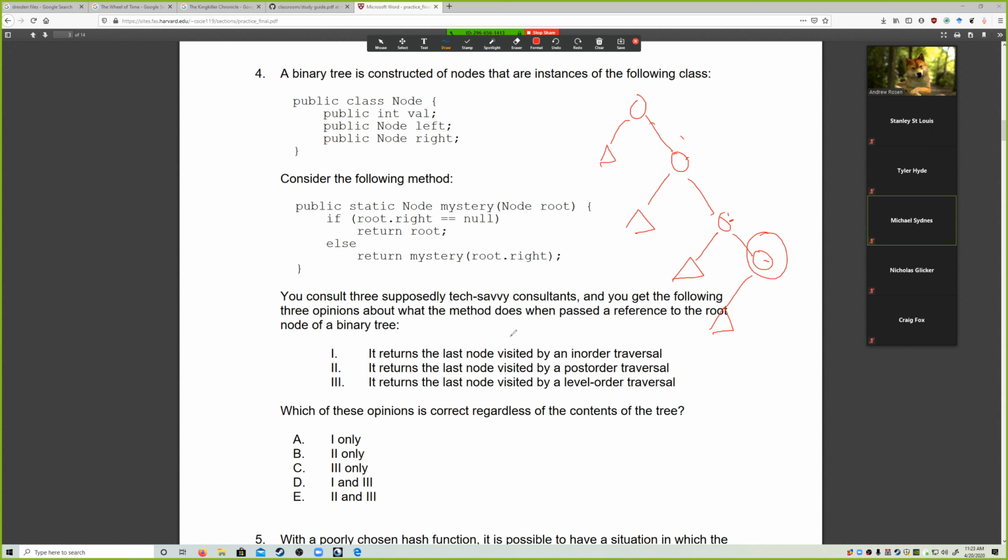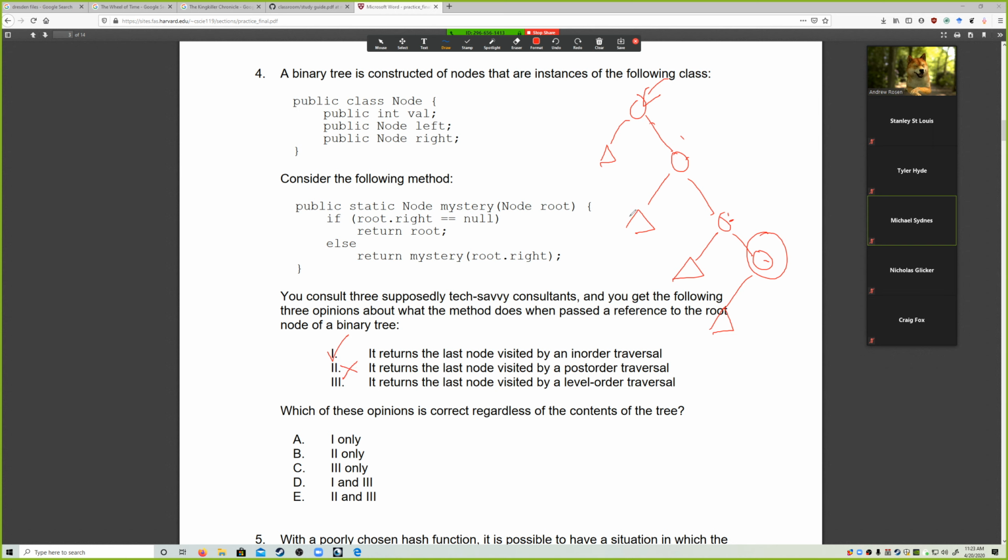So, 1 is true. What about the last node visited by a post-order traversal? Well, we've already written a counter case over here. The last node in a post-order traversal is the root itself, this guy, right? So we'd be returning this guy. So 2 has to be false.